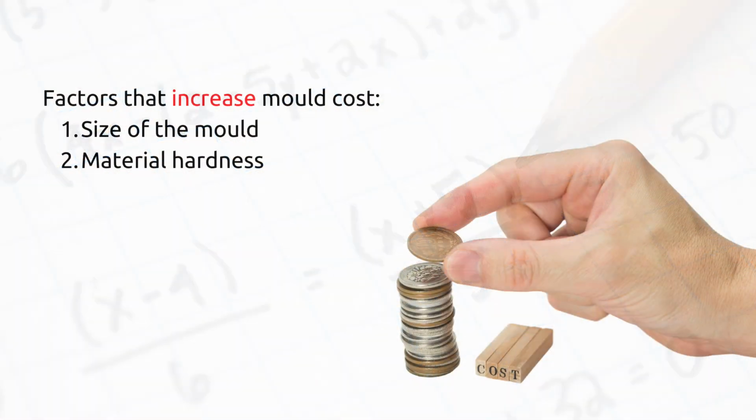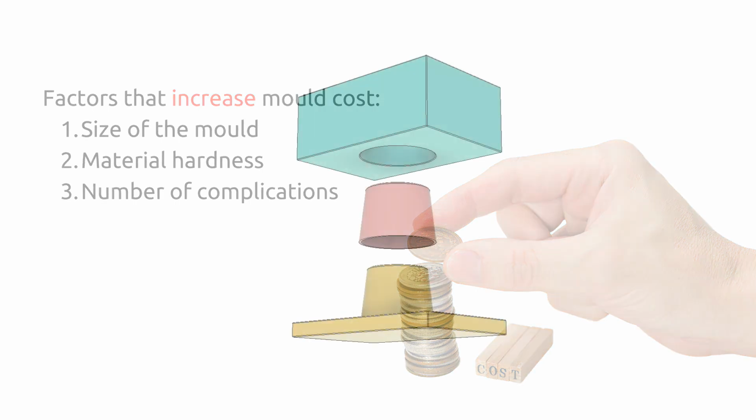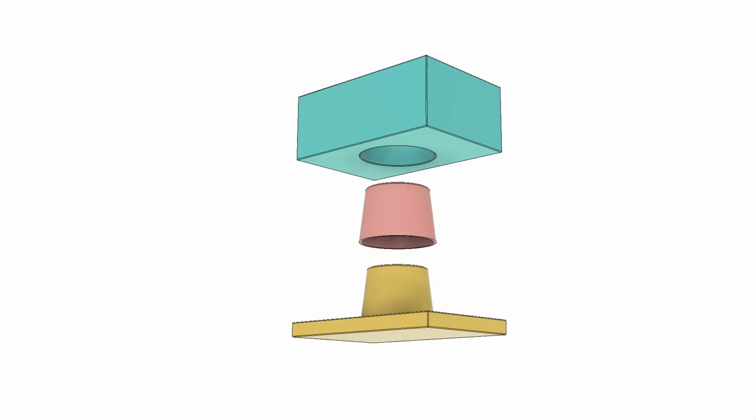And then the third and perhaps most important factor that influences mold cost is complications. A complication is basically anything that prevents the mold from being a simple 2-part mold. For example, we can take a look at this red bucket here on the screen and see that it is possible to mold it in a simple 2-part mold. So this one would have no complications.